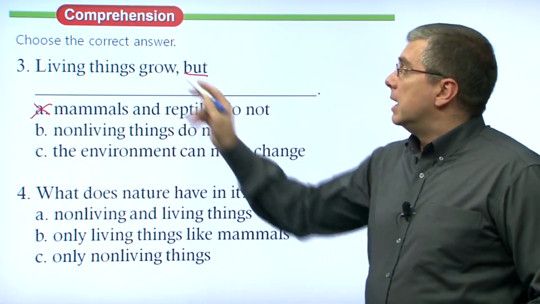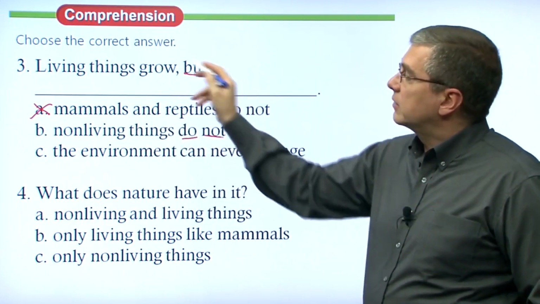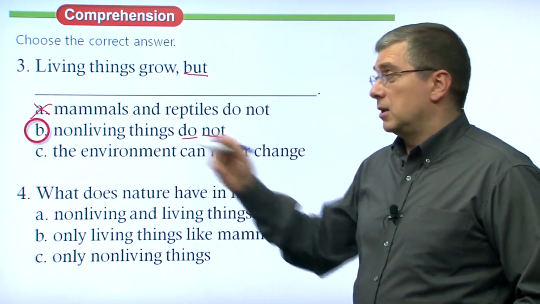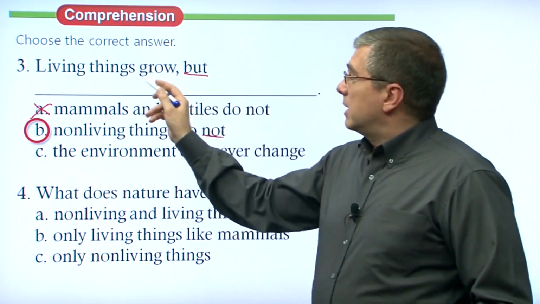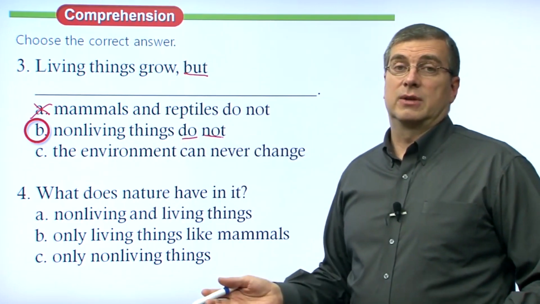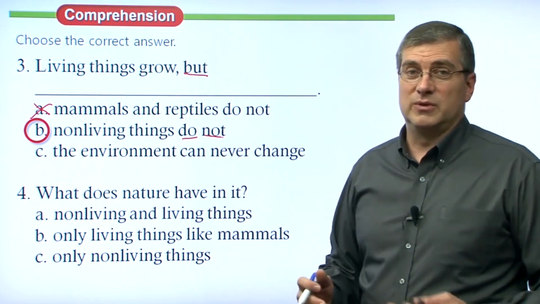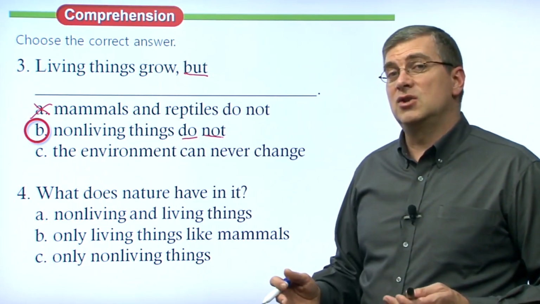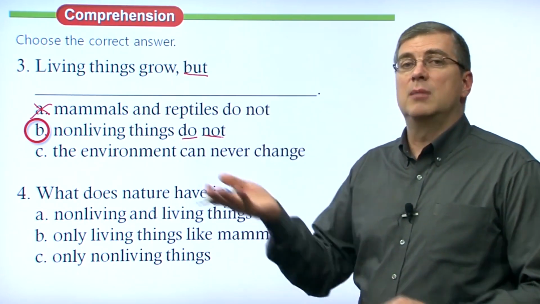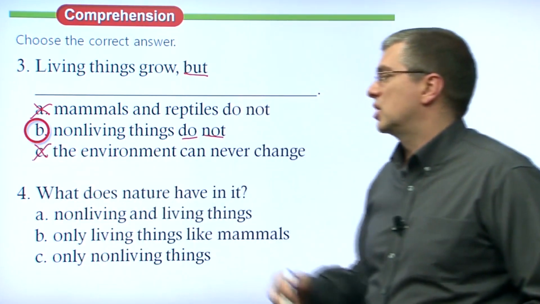What about B? Living things grow, but non-living things do not grow. Is that true? Of course, that is true. B is the correct answer. Let's take a look at C for practice. Living things grow, but the environment can never change. That doesn't make sense, right? Because the environment does change, right? The environment can change in terms of weather. The environment can also change in terms of type. Valleys can become mountains. Oceans can become plains. So the environment does change. So that's not correct either. The environment is always changing.